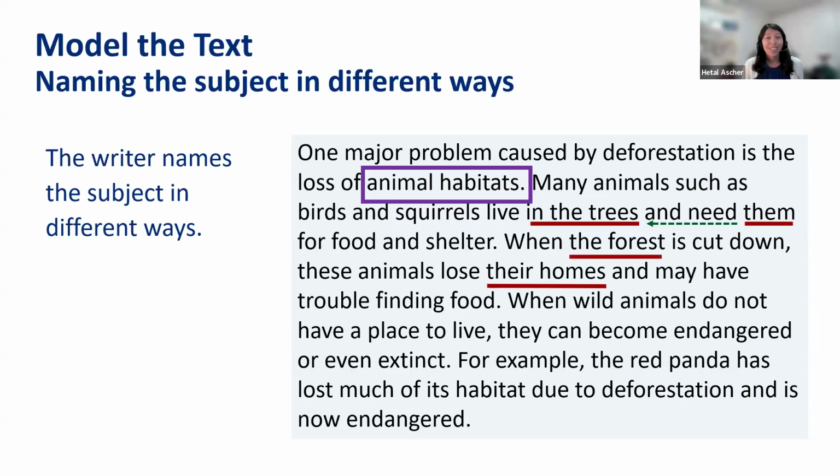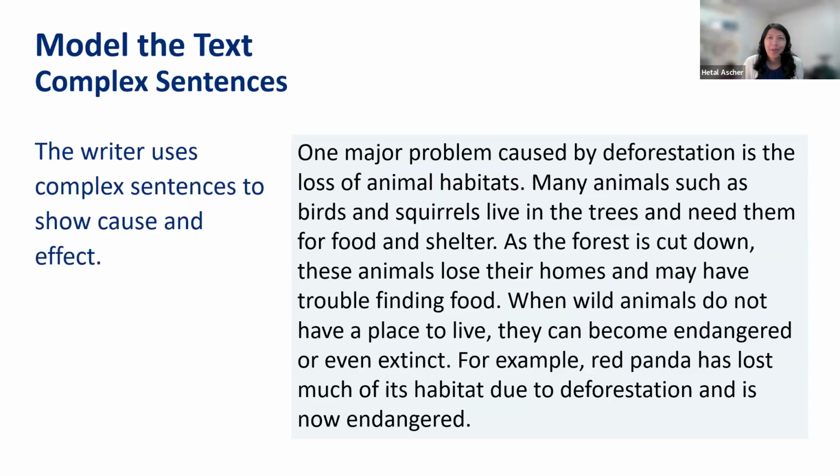And looking at the next sentence, when wild animals do not have a place to live, they can become endangered or even extinct. And here again, we've used place to live instead of animal habitat. For example, the red panda has lost much of his habitat due to deforestation and is now endangered. All right, thank you for looking at this example with me. And I just also want to mention that this can be over a few lessons. It doesn't have to be all together at one time.